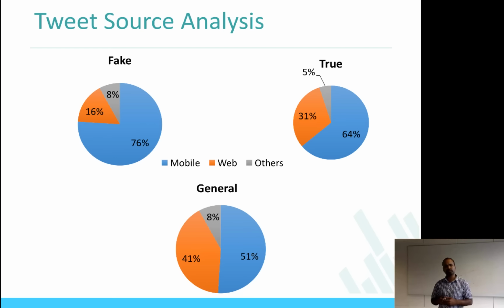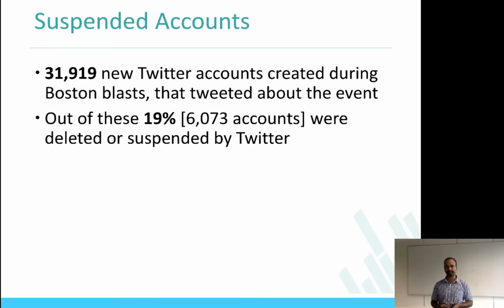Now let's look at a different view of the analysis, which is tweet source analysis. This gives you an insight into what devices people use while posting content. 76% of the posts identified as fake were posted through mobile, versus 64% of true posts and 51% of general content. This insight about what device is being used can be very useful in making decisions. For example, if you want to do targeted advertisement, knowing what kind of devices are being used can be very useful. This information is available in the JSON that you collect from Twitter for every tweet, so you can use that to make this judgment.